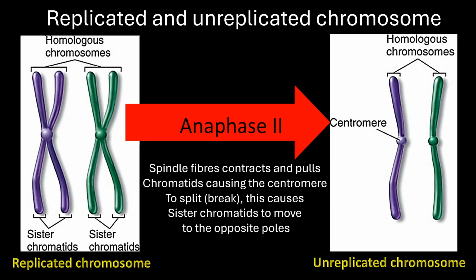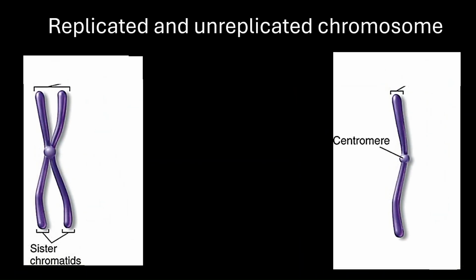So the reason why a replicated chromosome will change and become an unreplicated chromosome is due to the event that occurs during anaphase 2. So the reverse of the previous process is actually when a replicated chromosome, through anaphase 2, changes and then becomes an unreplicated chromosome. Same can be said of this.